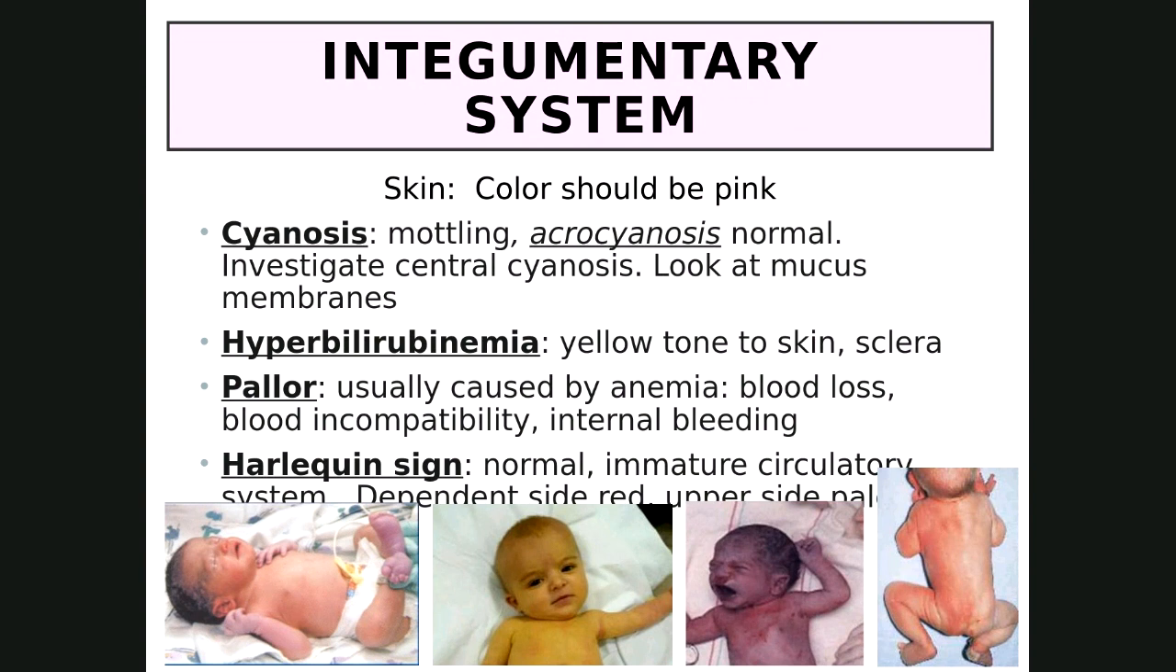And the sign, it is also normal. It's an immature circulatory system where the dependent side of the baby will turn red and the other side will stay like a normal color. And this can then also switch. So if I put this baby on its other side, that becomes the dependent side and it's going to turn red, and then the other side's going to turn white, like normal skin color. This is benign, okay? It'll go away. Doesn't last forever like that.